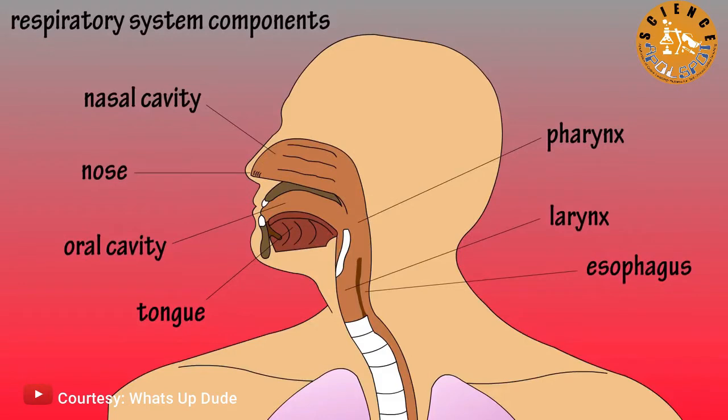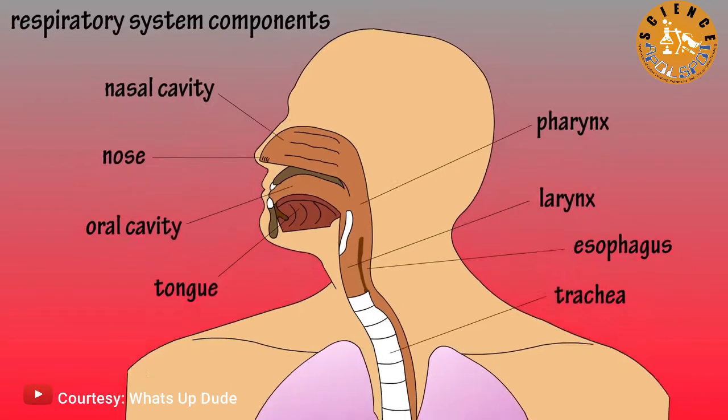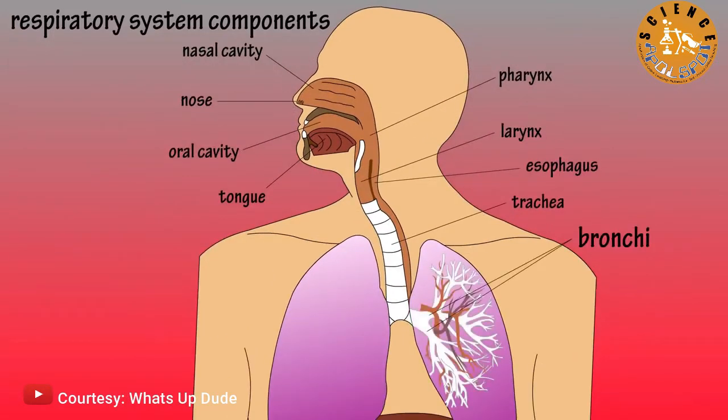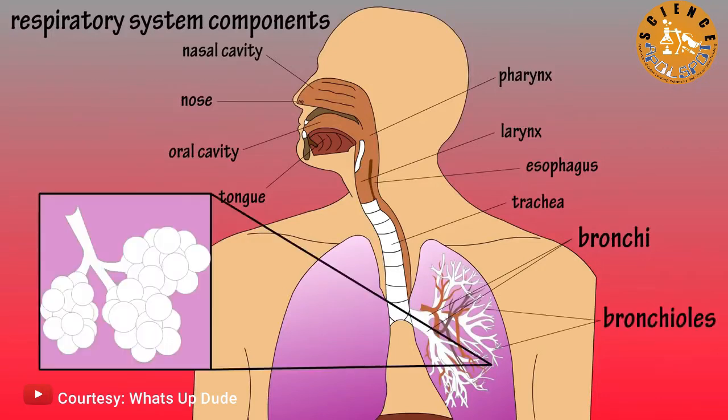Next, we have the larynx, which is the voice box, because the vocal cords are located here. The trachea, also called the windpipe, is here, and it connects to the bronchi, which merge into smaller tubes called bronchioles. And bronchioles connected tiny air sacs called alveoli. And then down here is a diaphragm.